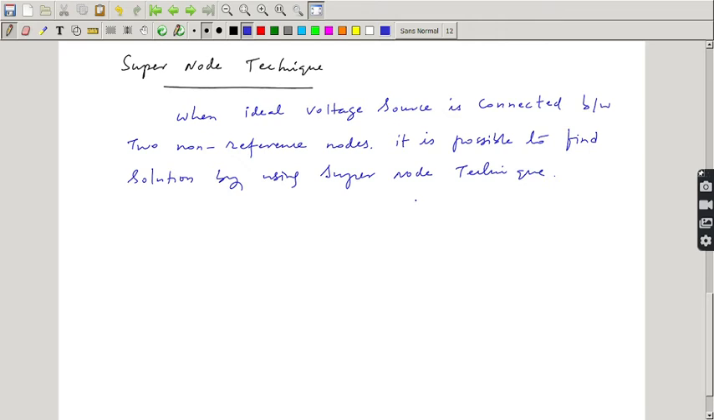Okay, so let's take a simple problem. Here there is a current source, and a resistor is there. Now I have an ideal voltage source, connected between two non-reference nodes, and there is again a current source. This is 5 amps, this is 1 ohm. Let's take this is also 1 ohm. You can take this as 10 amps, and this voltage you can take as 2 volts.